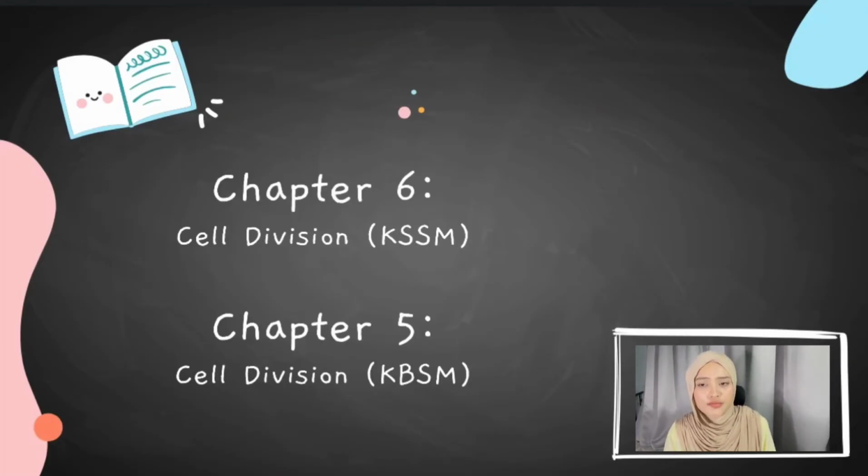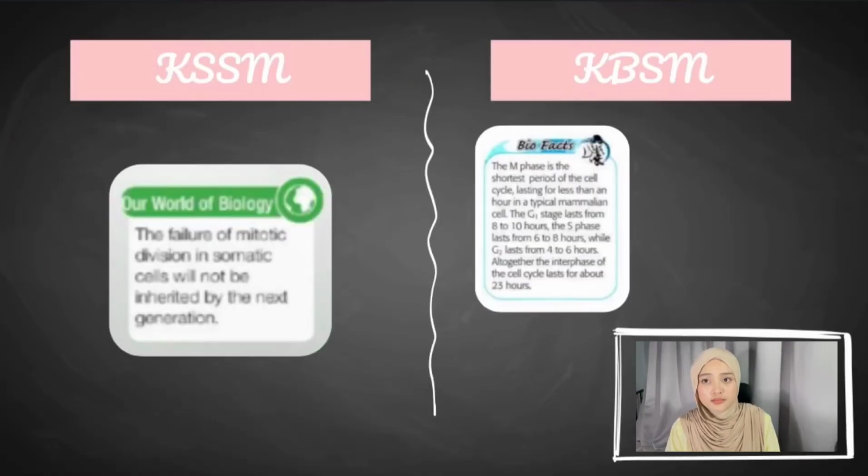There are 2 different chapters, so let me explain. In KSSM textbook, topic cell division is under Chapter 6. Meanwhile, in KBSM textbook, topic cell division is under Chapter 5. Did you get it? Now, I will explain the difference of key concept for topic cell division in KSSM textbook and KBSM textbook. In KSSM textbook, it only has 1 key concept, which is Our World of Biology. But in KBSM textbook, it also has 1 key concept, which is Biofacts.